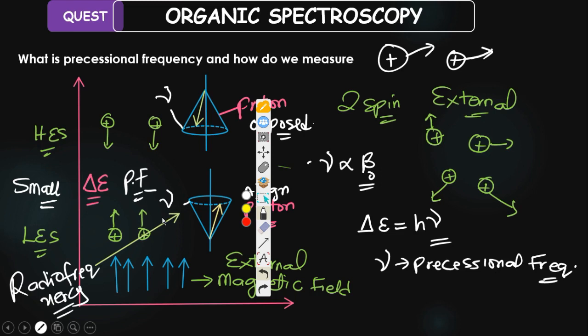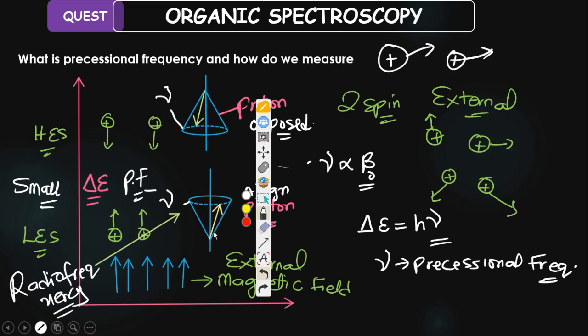Now, when something absorbs energy, what will happen? It will be excited to a high energy state. So this low energy spin will be excited to a high energy spin. So what will happen? The magnetic field will be what? It was spinning in this direction. Once you add the radio frequency, it will now spin in the opposite direction.